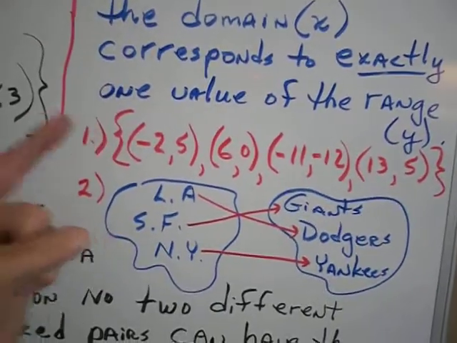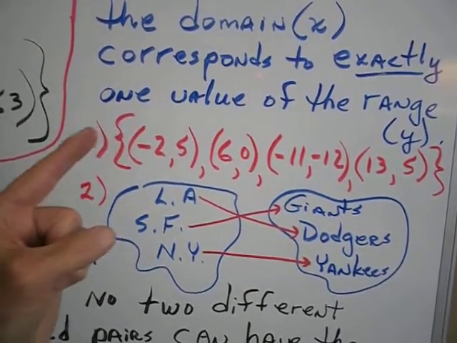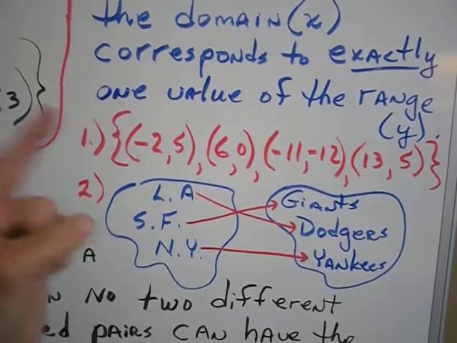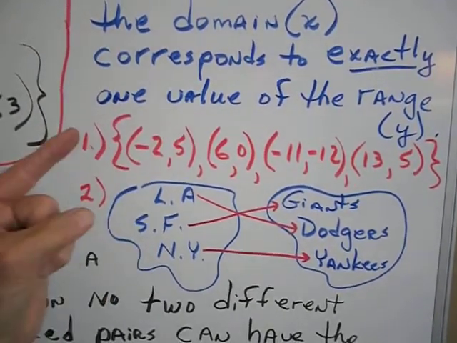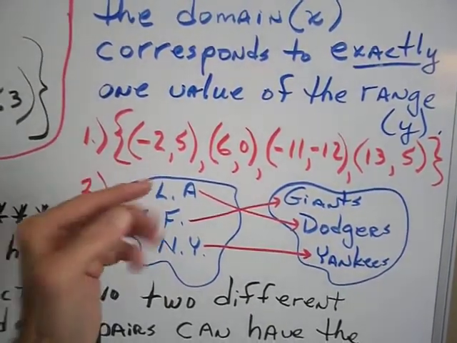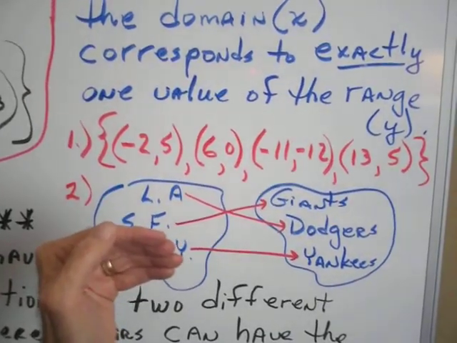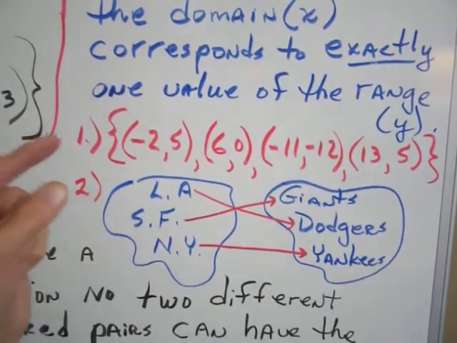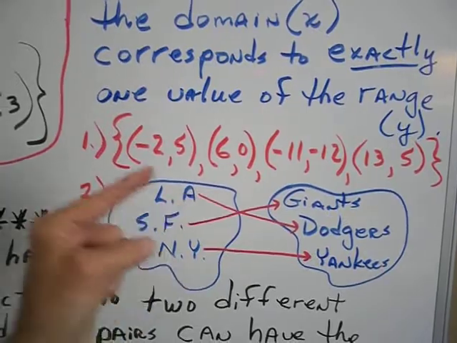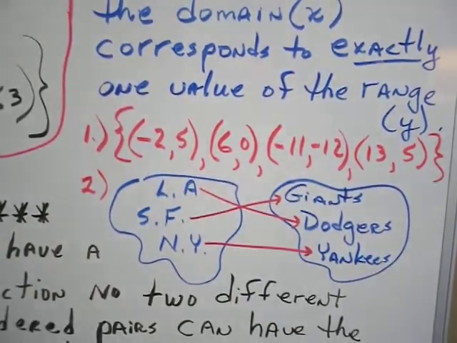What is the key to a function? No x value can repeat. The y value can repeat over and over again, but the domain cannot repeat, and it's not repeating here.